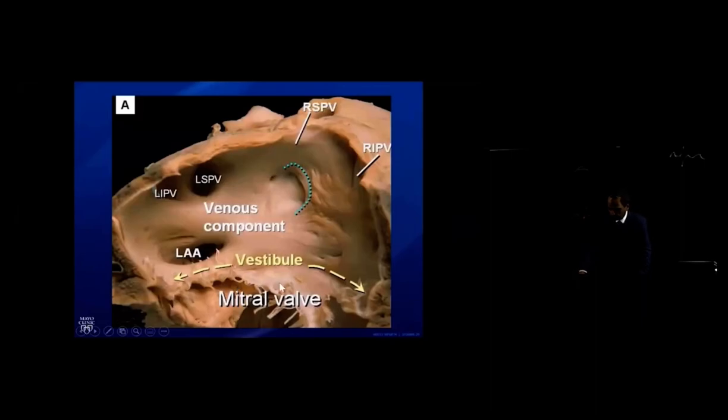Can you see my slides? Yes. Not now. Okay, I'll try again.